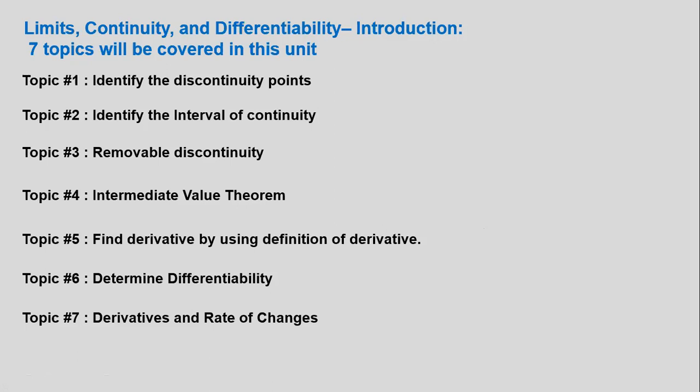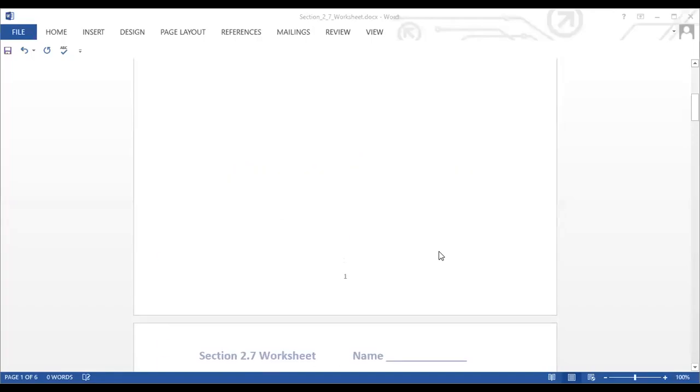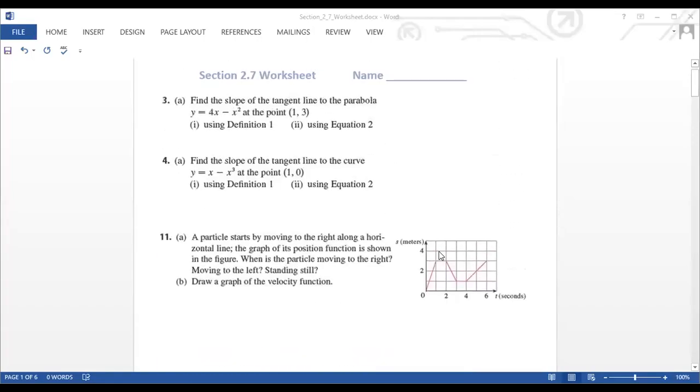If you remember, let's refresh. In this practice unit, we have 7 topics. We talk about all different things, like finding the derivative by using the definition and determining differentiability. We cover all these 6 topics, and now topic number 7 is the derivative and rate of change. Let's take a look at our assignment set and the types of problems we have.